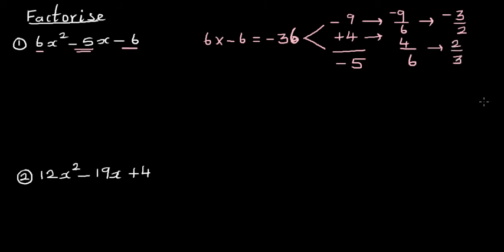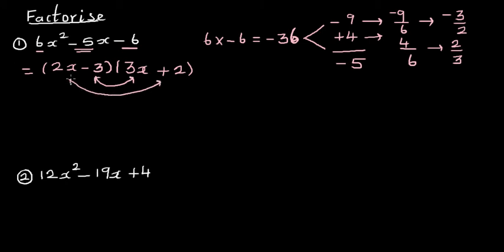This is a process which will help you to write the factors. These two ratios help you to write them. From this ratio you can write 2x minus 3. Where did I get this? The 2 from the denominator is the coefficient of x, and minus 3 from the numerator is the constant. And this becomes 3x plus 2, and it does work. Just to confirm, 2x times 3x is 6x squared, this is minus 9x, and this is plus 4x. Minus 9x plus 4x is minus 5x. And those are the factors.